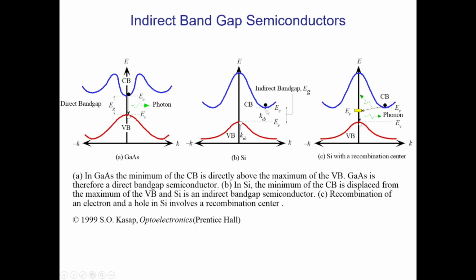But in this case, it is not so. What will happen is there will be some emission of energy. It can be thermal energy and it can also be converted into kinetic energy. So some recombination center is essential for an indirect band gap. So in the case of LEDs or lasers, it is essential that we need direct band gap sources or semiconductors.